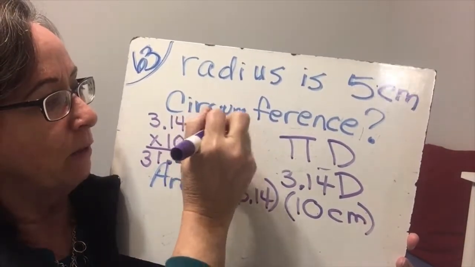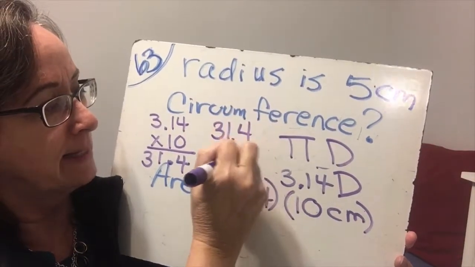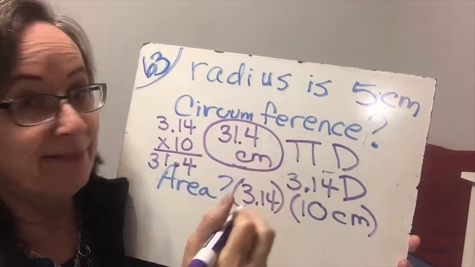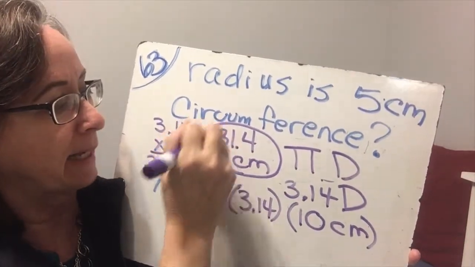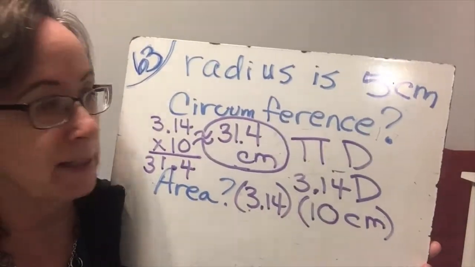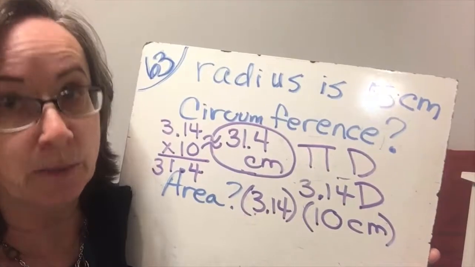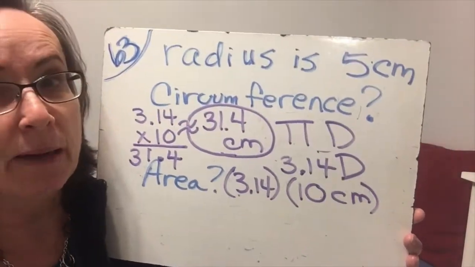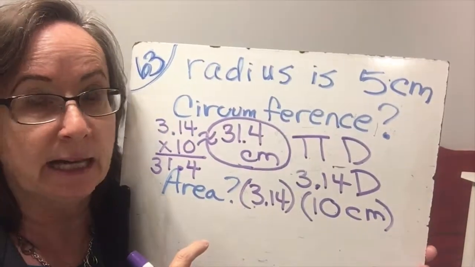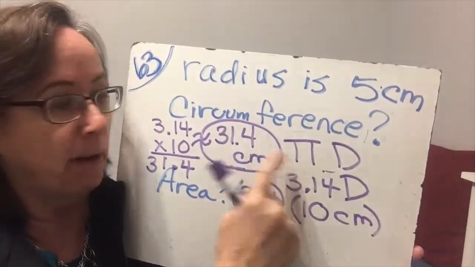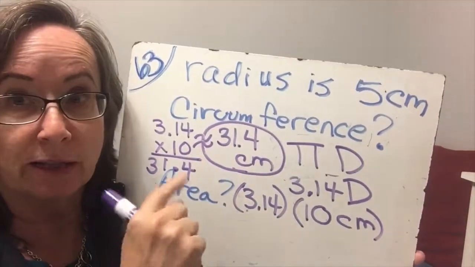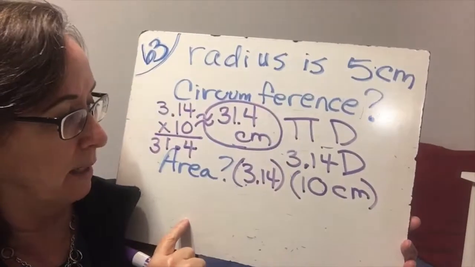So 31.4 centimeters is the circumference. And that, remember, is approximately, the circumference is approximately 31.4 centimeters. Now I noticed that your book is using the equal, but most math books are going to use the approximate. Anytime you replace the exact pi with an approximation, you're going to use the little squiggle lines to mean approximately.